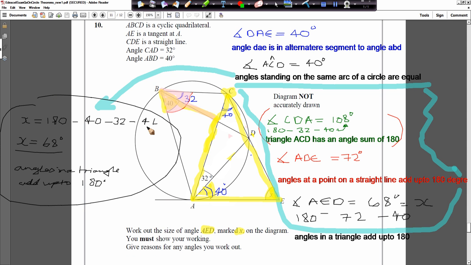What is the number supposed to be there? It's supposed to be 40. Okay, I'll be happy to go on.